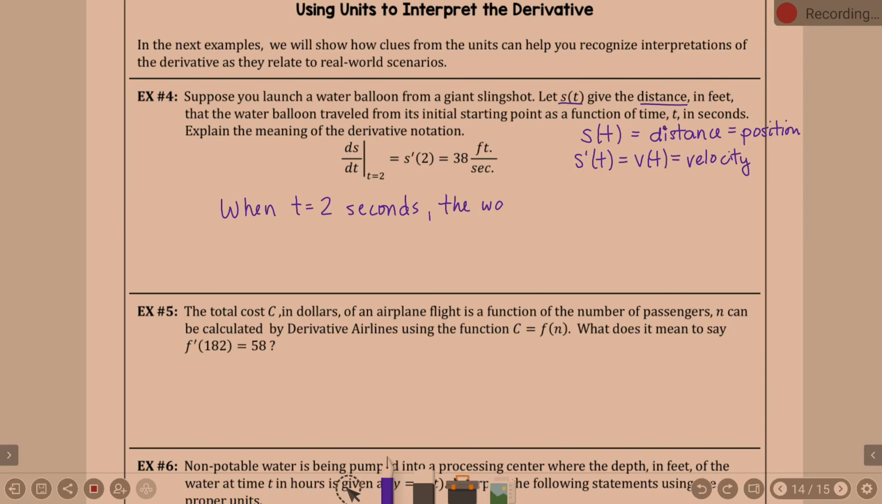You always want to relate back to the prompt. What is it we're talking about here? So, when t equals 2 seconds, the water balloon is moving at an instantaneous velocity of 38 feet per second.